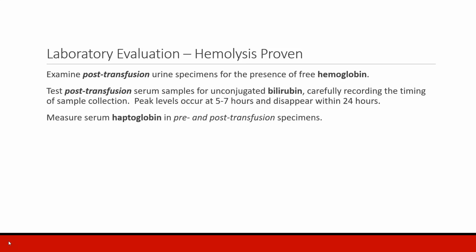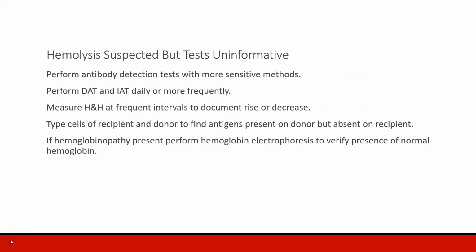Measure the serum haptoglobin in the pre- and post-transfusion specimens. Haptoglobin is a protein that binds hemoglobin, so in the pre-sample you would expect to have a normal amount of haptoglobin unless there's a car wreck or something else involved. But for normal patients, it should have the normal amount. Post-transfusion, if there is hemolysis going on, you will see a dramatic decrease. And this is going from most common testing and expected results to the least common expected results.